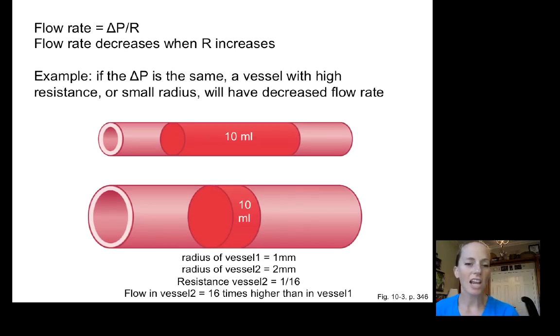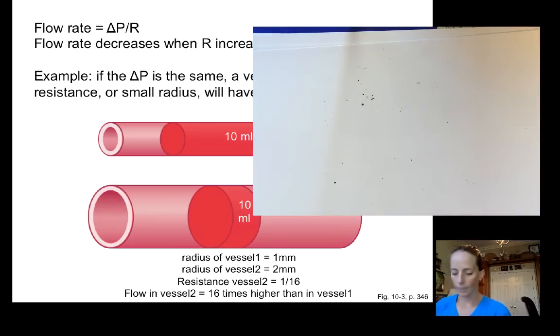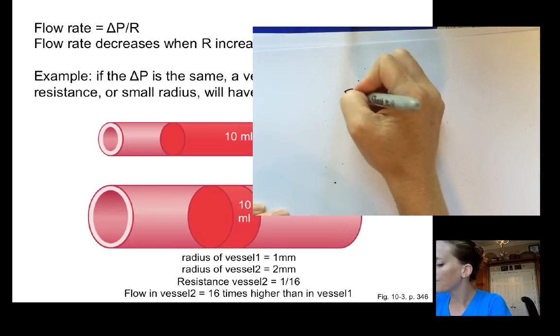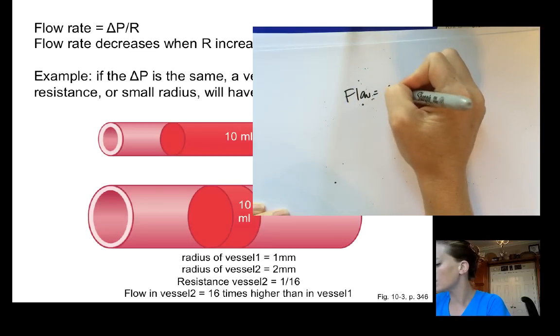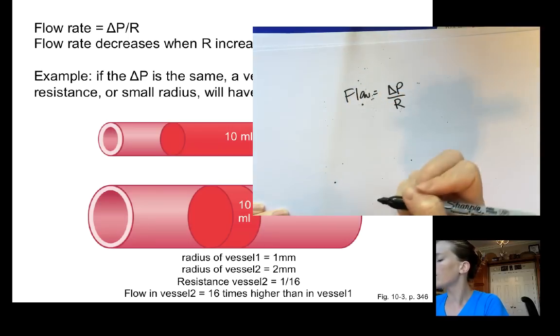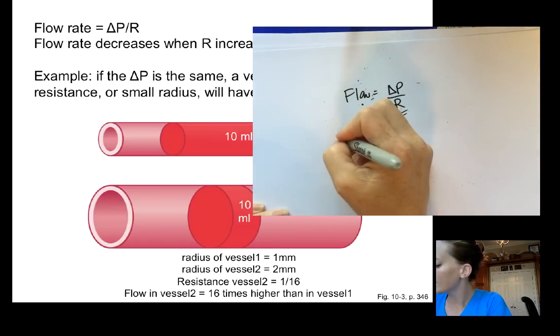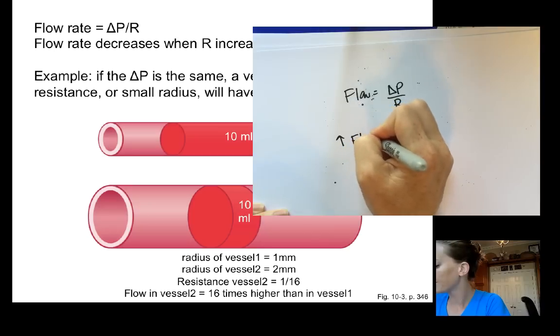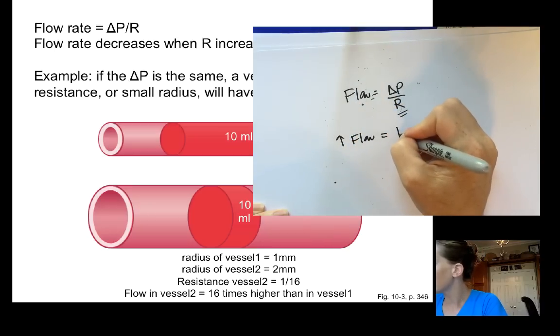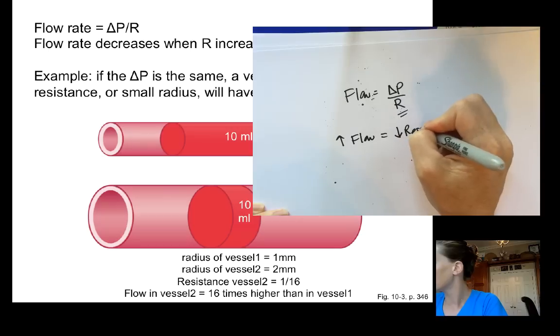So the flow rate changes as delta P over R. So let's draw this, because I know this is getting confusing. Okay, so the flow is equal to the change in pressure over the resistance. Now, based on this, when you want to increase flow, you are going to decrease resistance.